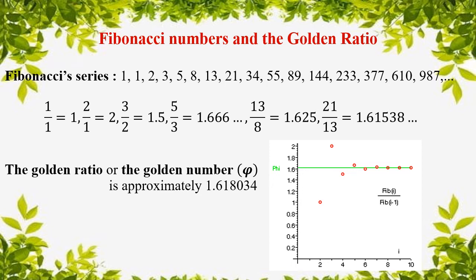The ratio seems to be settling down to a particular value, which we call the golden ratio or the golden number. It has a value of approximately 1.618034. The golden ratio 1.618034 is also called the golden section or the golden mean or just the golden number. It is often represented by the Greek letter phi. So phi is approximately 1.618034.